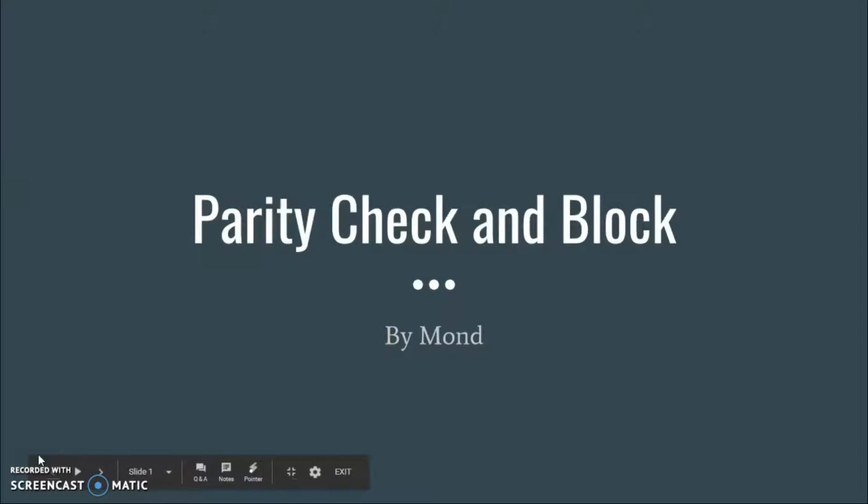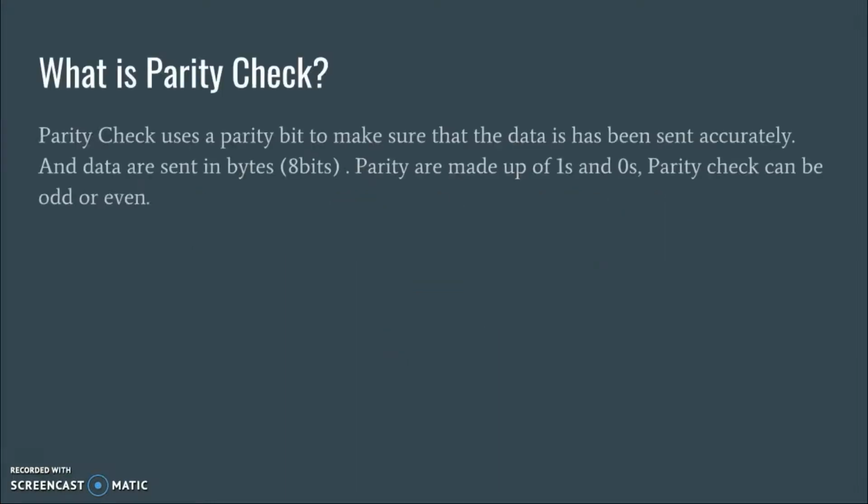Hello and welcome. Today I'm going to show you how to use parity check and how to find errors with parity block. So let's start off first. So what is parity check? Parity check uses a parity bit to make sure that the data has been sent accurately. And data is sent in bytes, which are 8 bits. Parity is made up of ones and zeros. Parity check can be odd or even depending on how the user sets it.